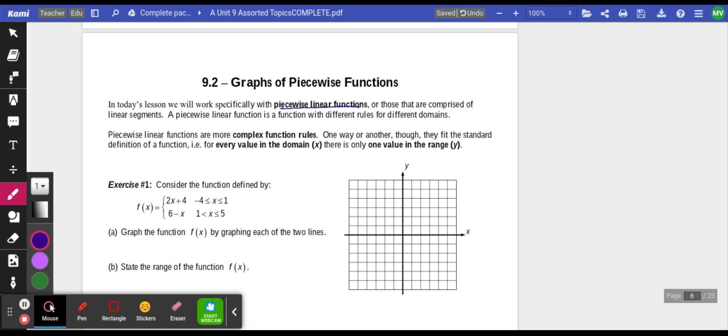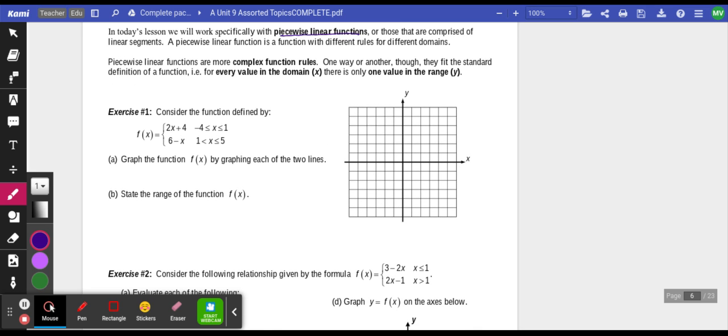Piecewise linear functions have more complex function rules. One way or another, though, they fit the standard definition of function: for every value in the domain x, there is one and only one value in the y range. So we are going to consider the function defined by f of x equals 2x plus 4 when x is greater than or equal to negative 4 and less than or equal to 1, and 6 minus x when x is between 1 and 5.